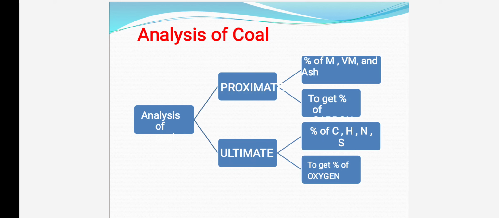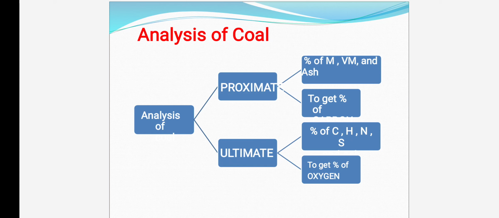In proximate analysis we determine the percentage of moisture, volatile matter and ash, and once we get the percentage of these three, we have to deduct it from 100. You will get percent fixed carbon.